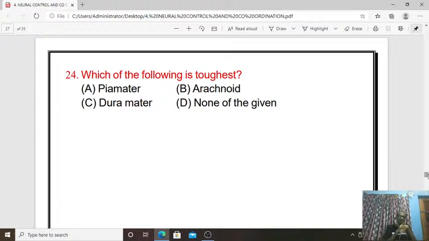And 24, which of the following is toughest? Toughest means what? Hard. It is the dura mater. The dura mater is the toughest layer under the entire meninges. So answer is C for question number 24. Dura mater is the right answer. C is the right answer for the 24th question.